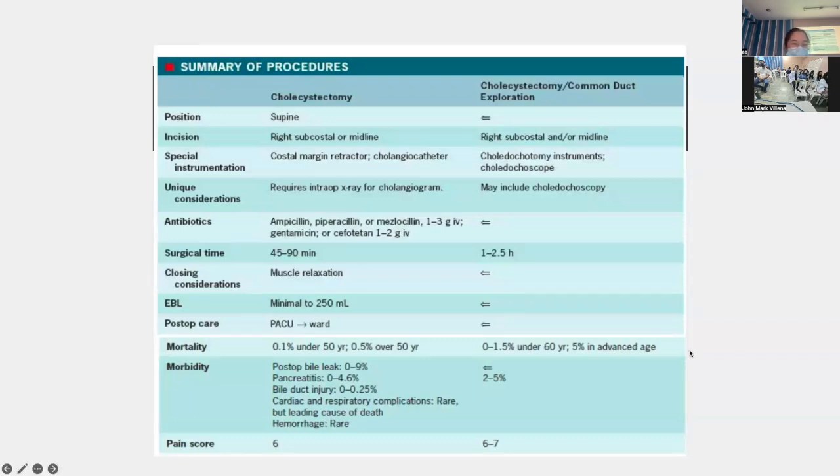For the summary of the procedure, cholecystectomy, the patient is placed in supine position and the allowable surgical time is 45 to 90 minutes, with consideration of muscle relaxation and minimal to 250 mL expected blood loss. Common morbidities in these patients include post-op bile leak, pancreatitis, bile duct injury, and cardiac and respiratory complications, which are rare.